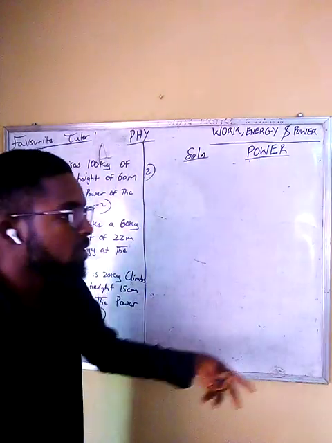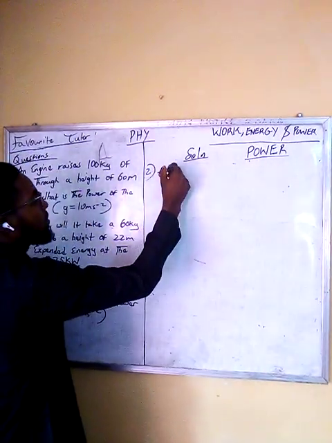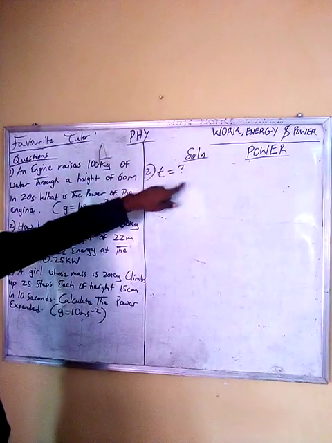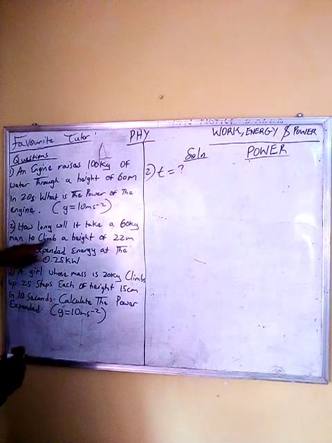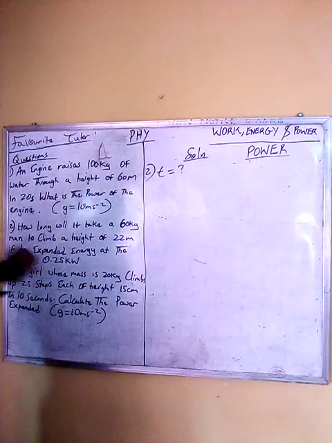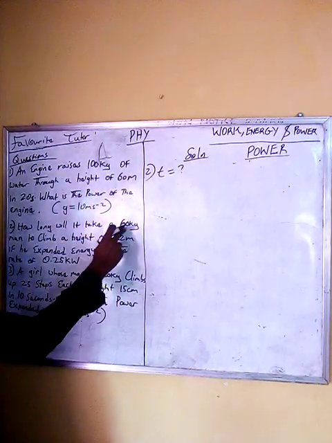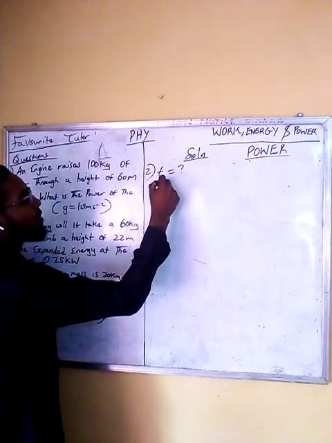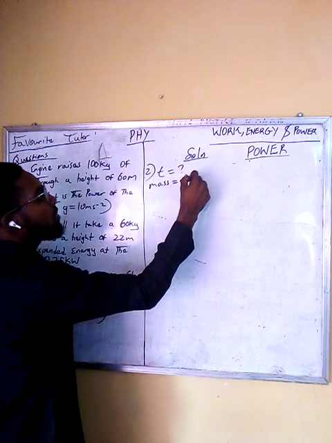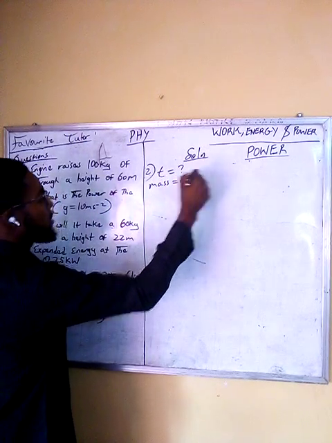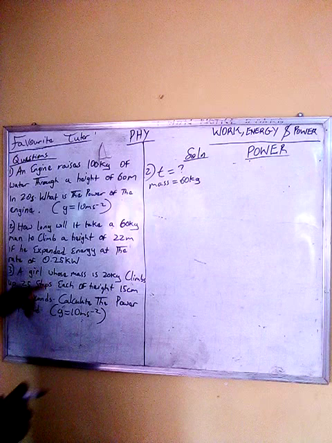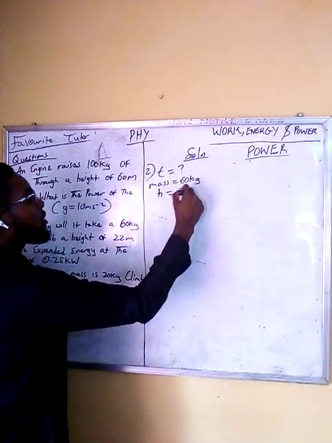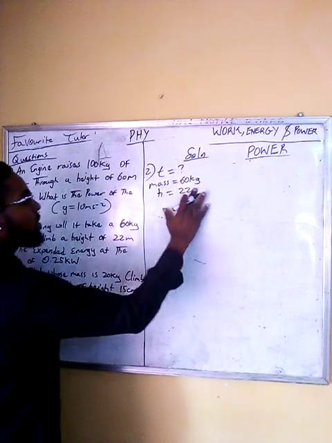Number 2 says, how long will it take? That means we are looking for time. How long will it take a 60 kg man to climb a height? So the mass is equal to 60 kg. The height is equal to 22 meters.